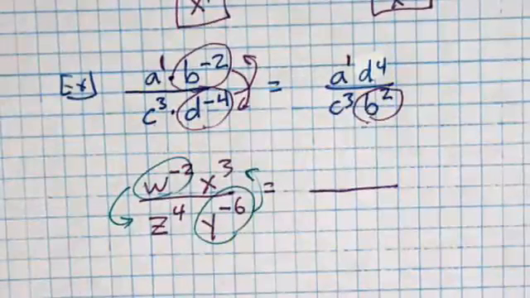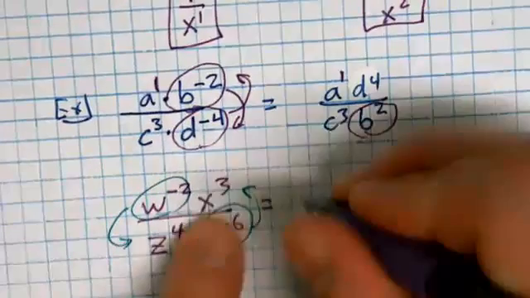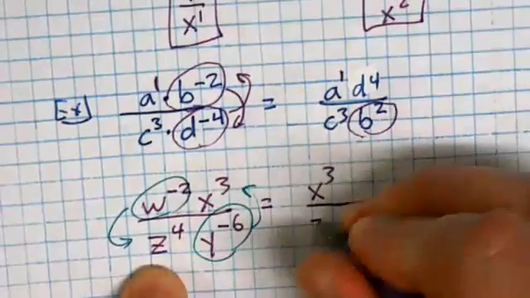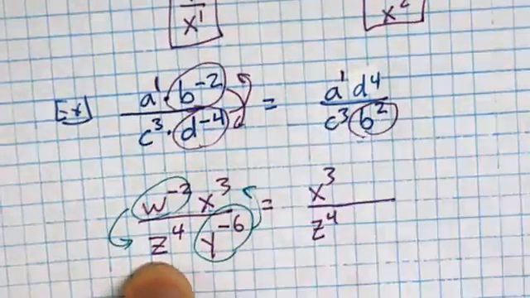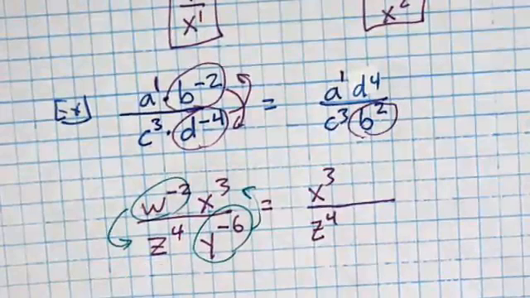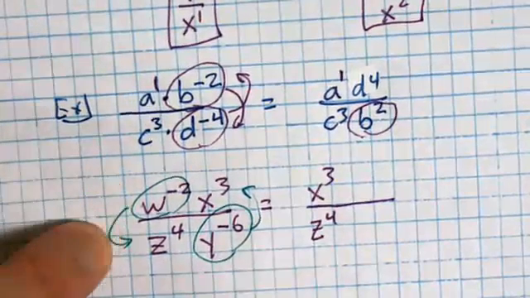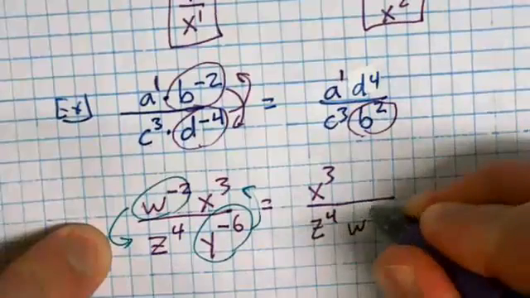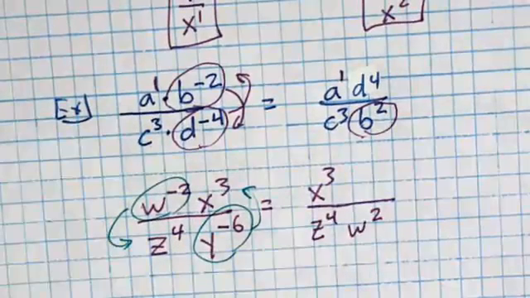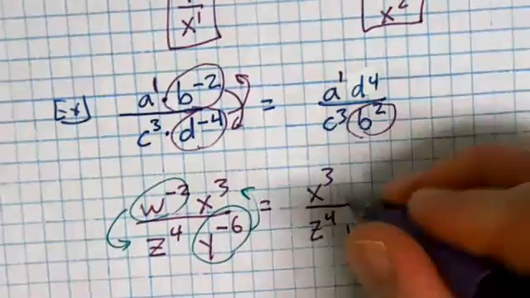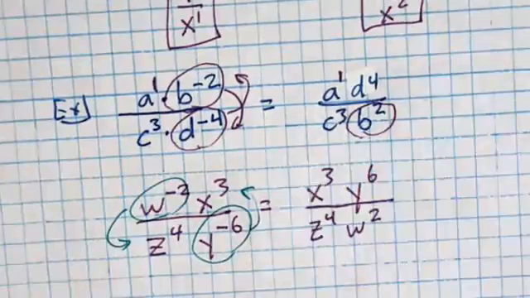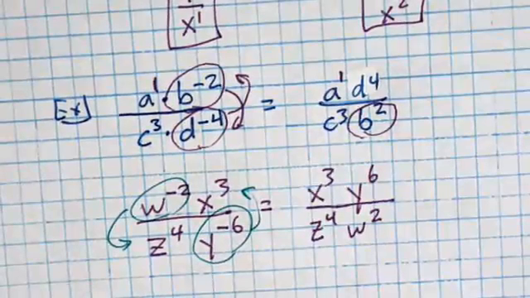So if I were doing this, usually I take the stuff that's going to stay and I just copy it down first. It really doesn't matter what order you have these in, as long as you got that X to the third on the top still and that Z to the fourth on the bottom still. The W is going to move downstairs and it's going to become a W to the second power. Instead of -2, it's now +2. The Y is going to move upstairs. It's going to become Y to the sixth power. It's +6 instead of negative. So things with a negative exponent move to the other side of the fraction.